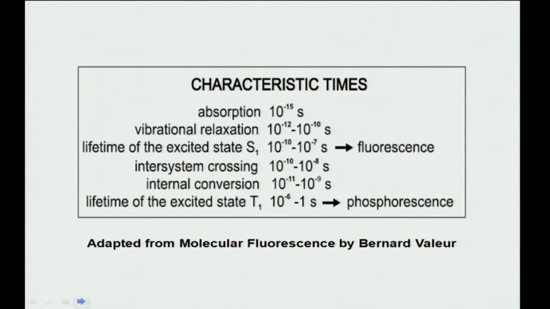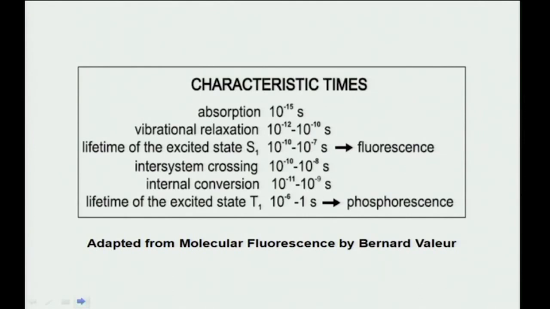Internal conversion is non-radiative. It is from one electronic state to another electronic state of the same multiplicity. It is 10 to the minus 11 to 10 to the minus 9 seconds. So your vibrational relaxation is still faster than internal conversion. And then you have the lifetime of the excited state, which is a triplet. The phosphorescence is typically much delayed. Fluorescence is on the order of nanoseconds, phosphorescence is on the order of microseconds.